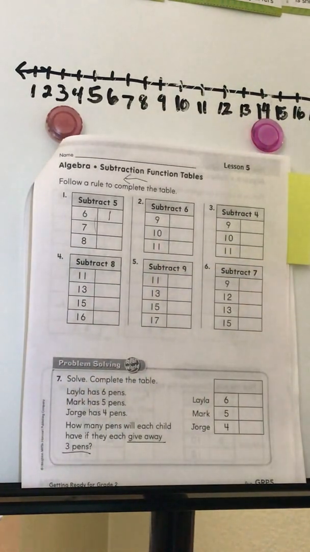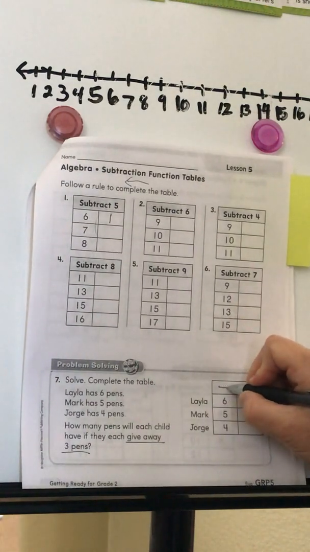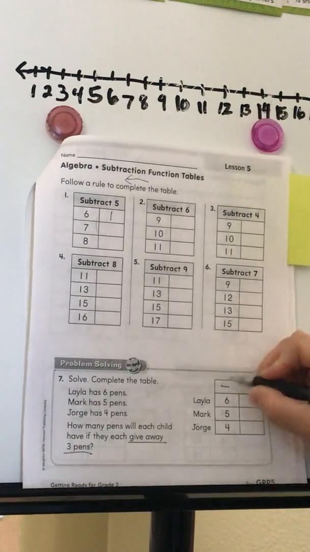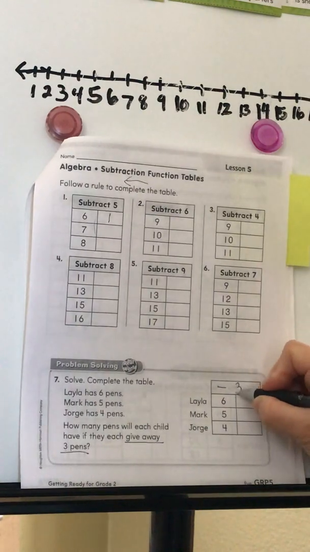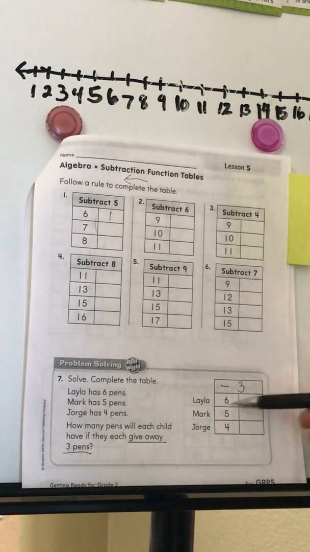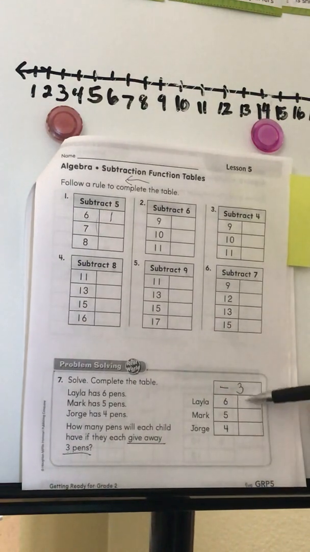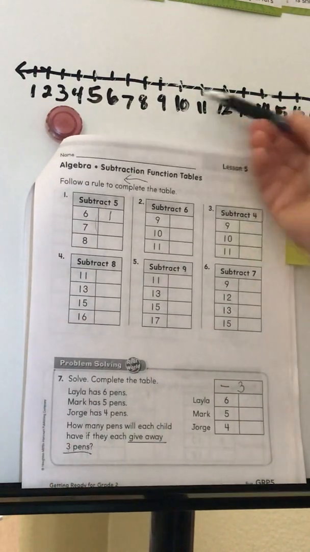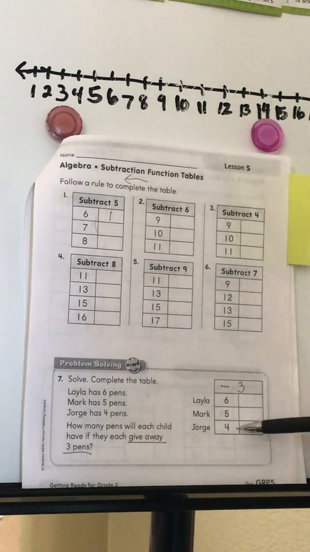So if they're giving them away, that means they're subtracting or taking away. Minus. And they're going to minus 3. Okay? So you could either write subtract 3 or just put a minus sign. So you're going to get a smaller number. 6 minus 3. So you're going to go backwards on your number line. 5 minus 3, 4 minus 3.